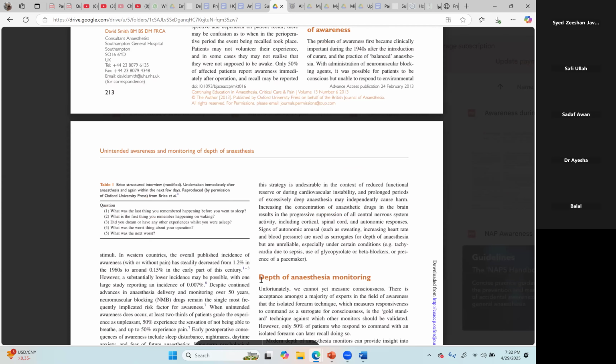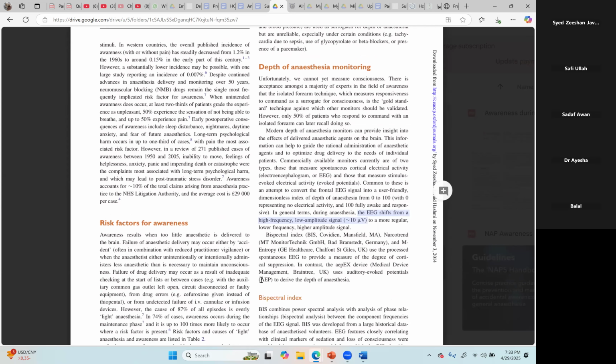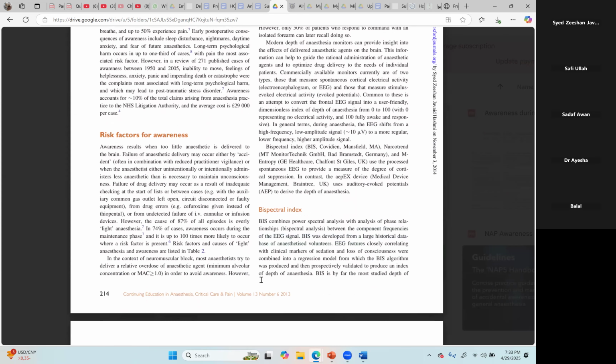So they will evaluate the patient, because this is a question they can ask you even in talks, that you will have a patient who has developed awareness. Okay. And now you have to counsel that patient. So it's actually a tricky scenario, how you need to counsel.